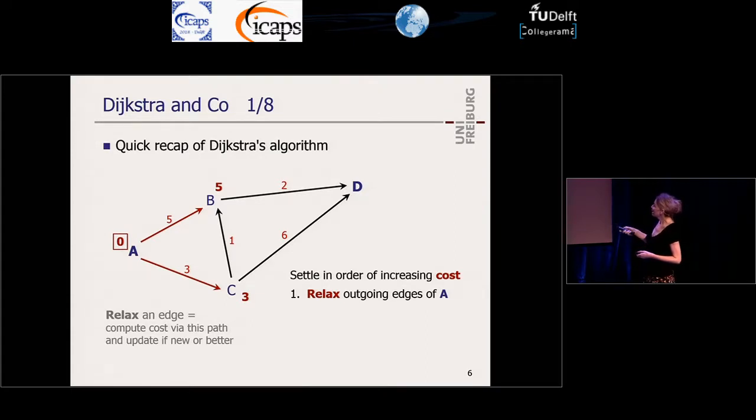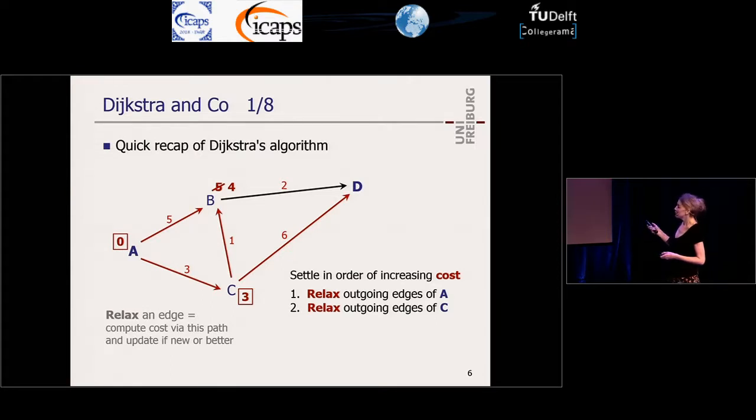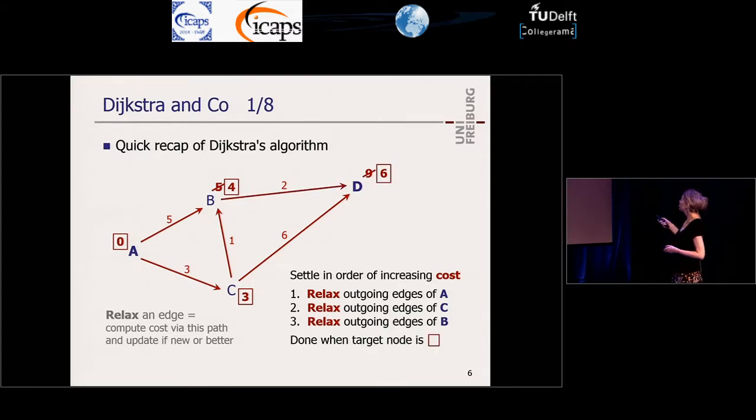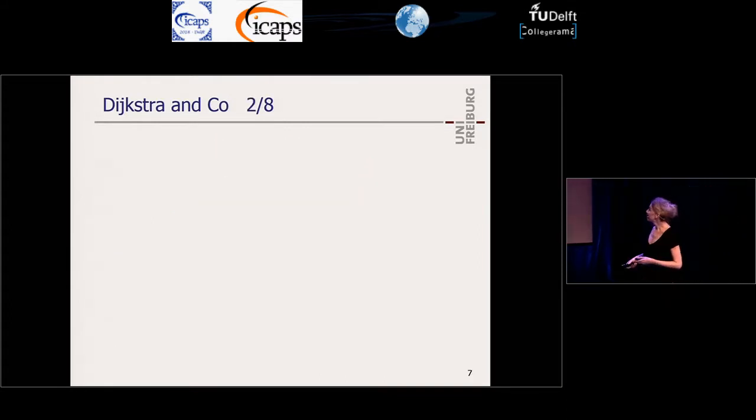You have some tentative costs here. You can get here with cost 3, here with cost 5. You take the next one, the smallest one, which is not settled yet. 3 is smaller than 5. You relax these arcs here. Now you can get here 3 plus 1, 4, cheaper than before, and so on until you reach D with a cost of 6. And when this one gets settled, you can stop. So that's Dijkstra. I hope you have seen it before. If not, you have learned it now.